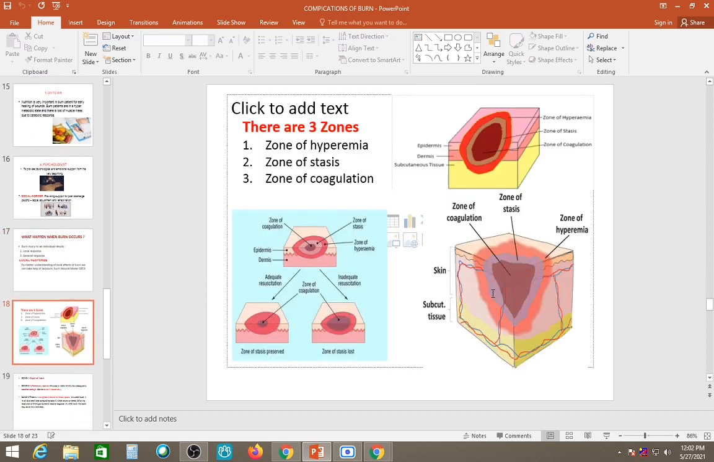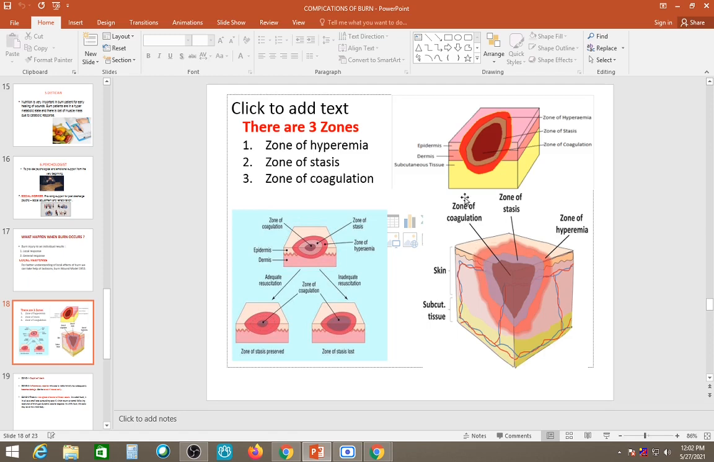Okay, see, zone 1 is the hyperemia. It is very hyperactive. You can see in this surrounding area, it is very fresh and taking more active part. And after hyperemia, it becomes the zone of stasis, and then the zone of coagulation. It may come in the exam also. You try to draw it in this way and explain it.